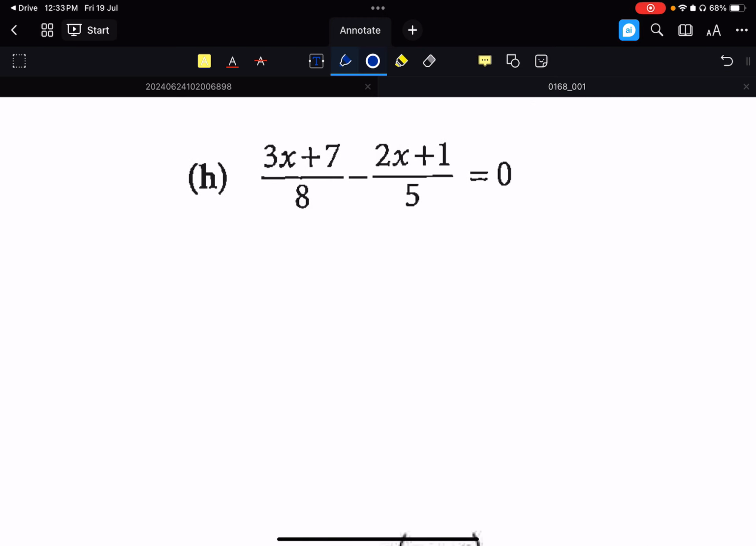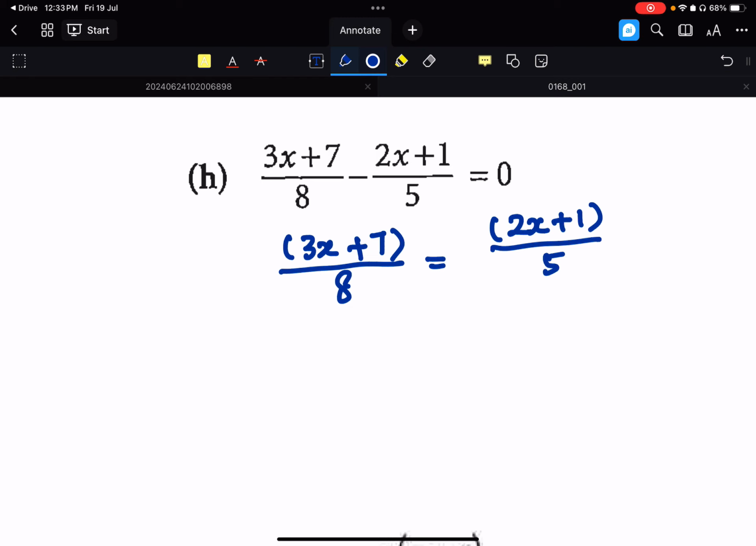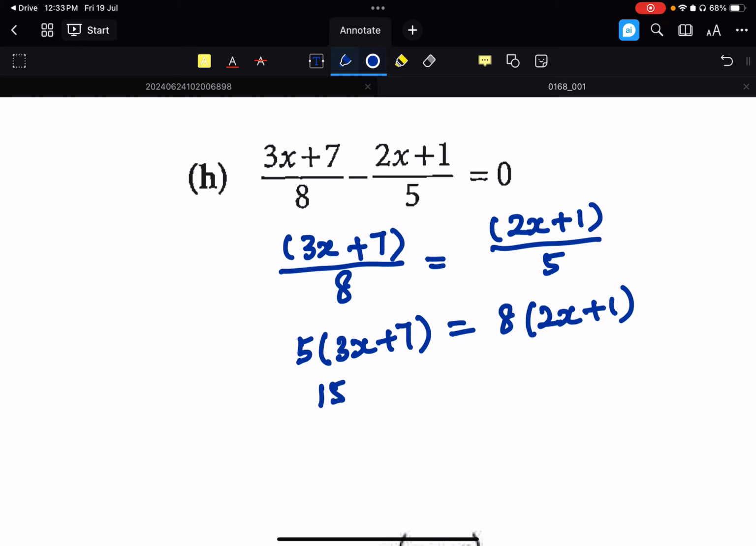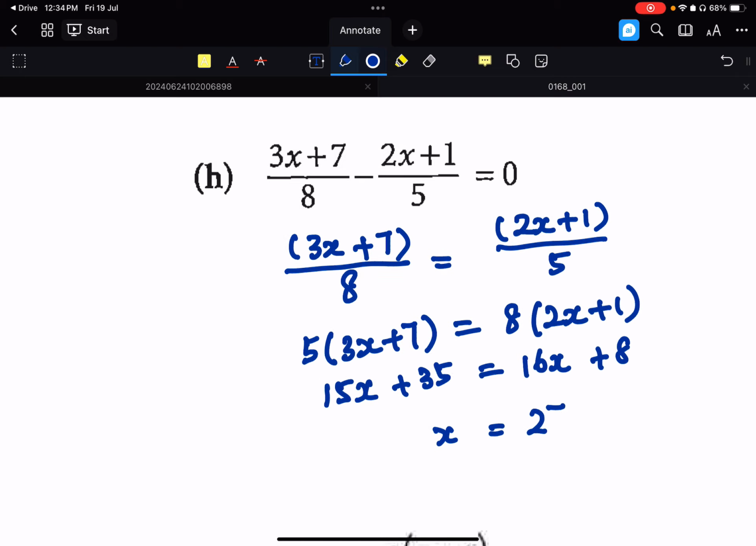Right? Now, for this scenario, because it's a 0 on the right hand side, we can move one of the terms over. So it will look like this: (3x plus 7) over 2x plus 1 over 5, and since it's one fraction equal to another, we can safely do a cross multiplication. So 5(3x plus 7) equals 8(2x plus 1). This will give us 15x plus 35 equals 16x plus 8. So that will give us x equals 27.